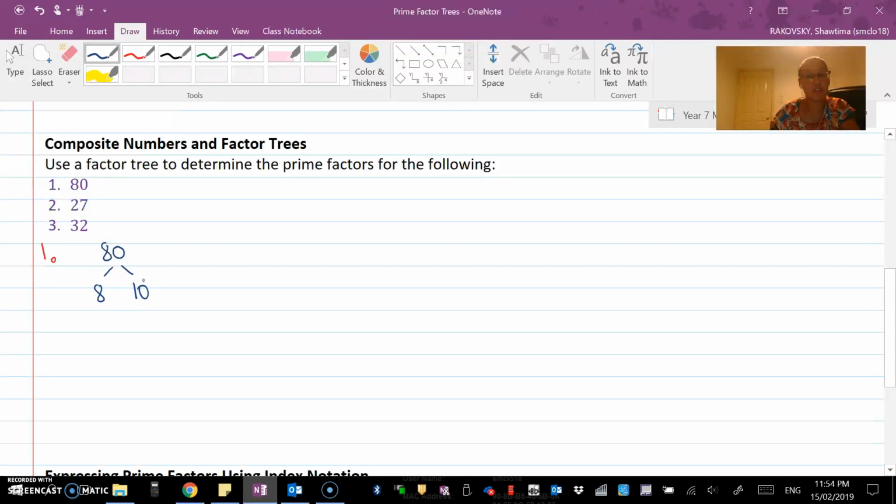I would strongly recommend that you don't do 1 and the number itself, because you're only going to be where you were in the previous step. Anyway, so here we go. 80 is a product of 8 times 10. So when we construct these factor trees, we're getting it down to its prime factors. So that means that the last branches are prime numbers.